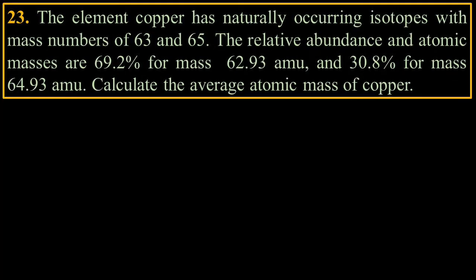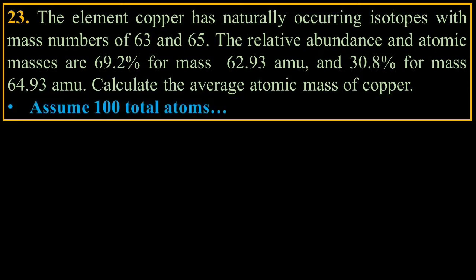Okay, the element copper has naturally occurring isotopes with mass numbers of 63 and 65. The relative abundance and atomic masses are 69.2% for the mass 62.93 AMU, and 30.8% for mass 64.93 AMU. Calculate the average atomic mass of copper. So you want to assume 100 total atoms. So you have a random selection of 100 total atoms of this particular element.